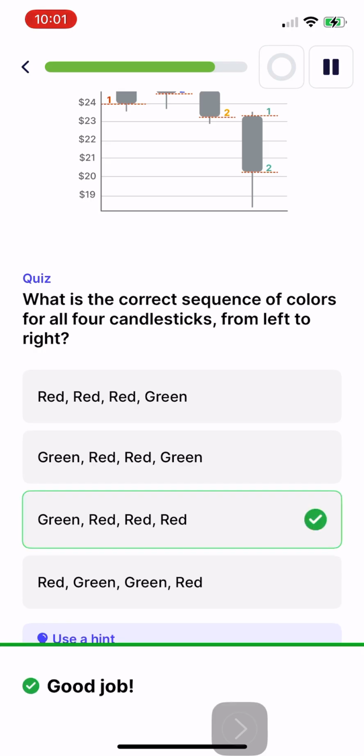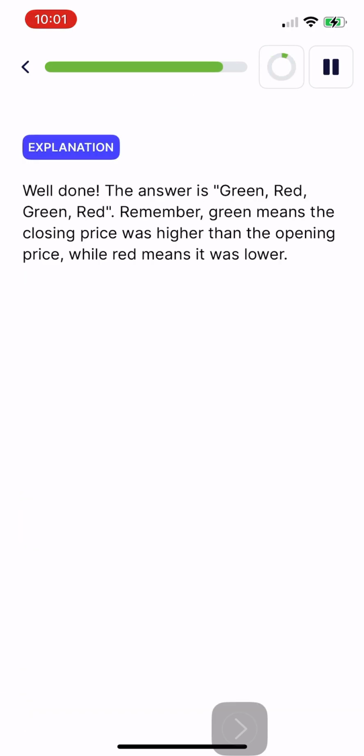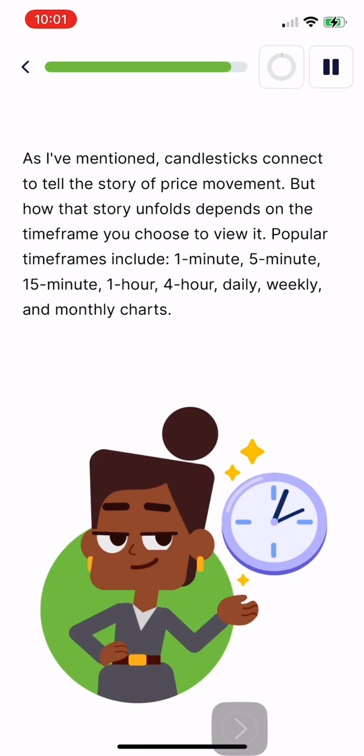Yes, you're right. Well done. The answer is green, red, green, red. Remember, green means the closing price was higher than the opening price, while red means it was lower. As I've mentioned, candlesticks connect to tell the story of price movement. But how that story unfolds depends on the time frame you choose to view it.